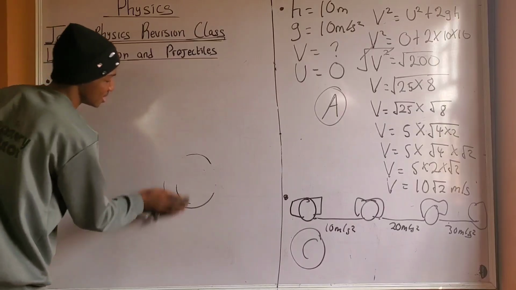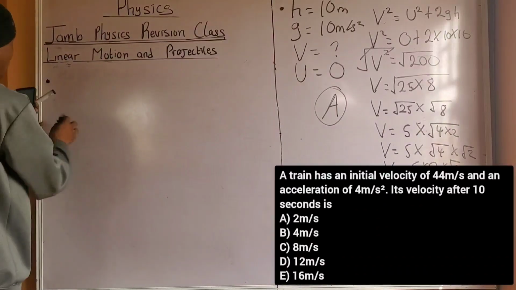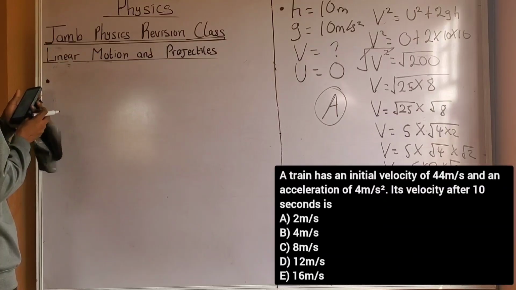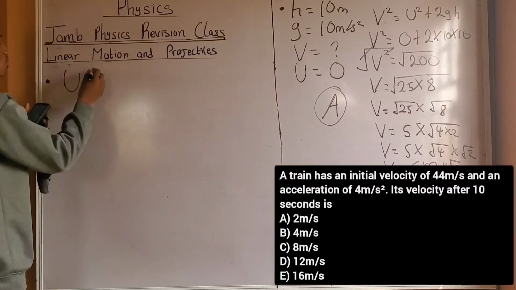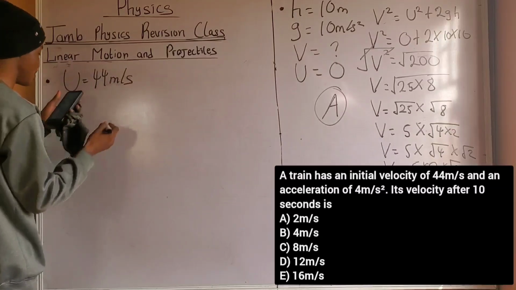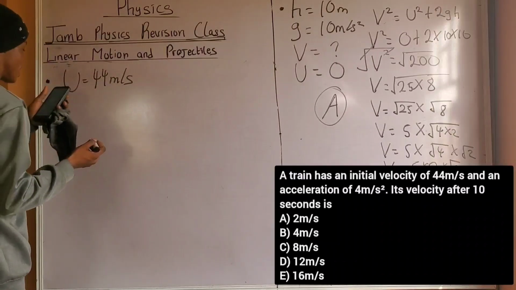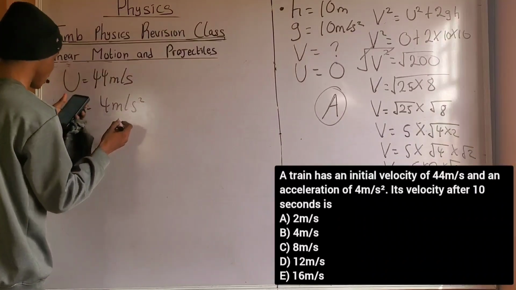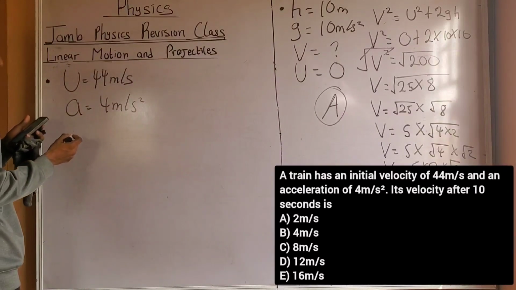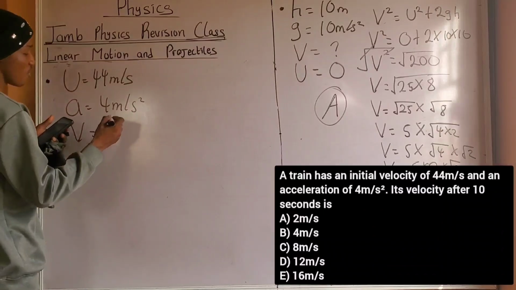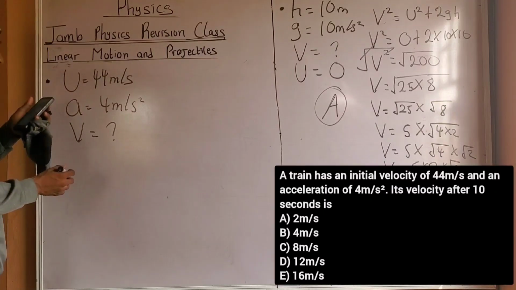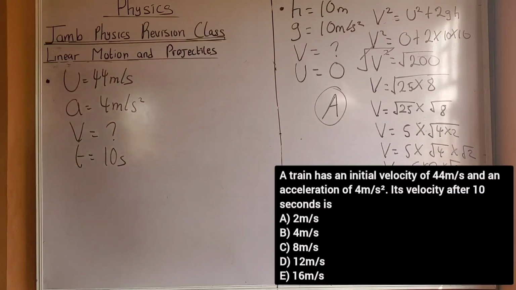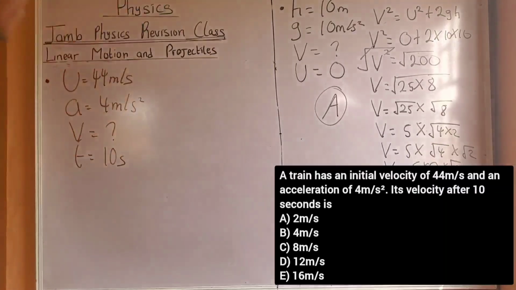Let's start by writing out the information that we're given in the question. We are given that a train has an initial velocity of 44 meters per second. So u equals what? 44 meters per second. Are you getting it? And acceleration of 4 meters per second squared, so a equals 4 meters per second squared. Its velocity after 10 seconds: the velocity is what we are looking for, that is the final velocity. And the time that we are given in the question is what? 10 seconds.